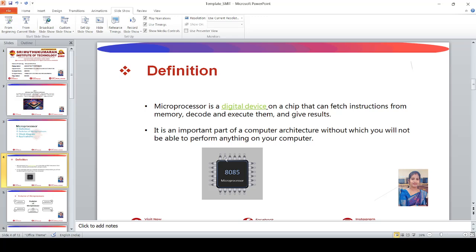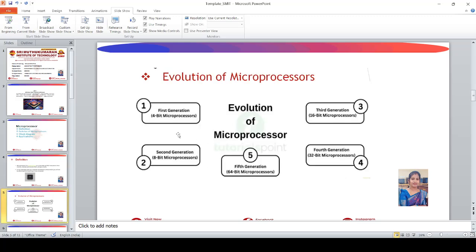So what is a microprocessor? A microprocessor is a mini computer. Without the microprocessor, there is no mobile phone, there are no laptops and all. The process of the microprocessor is fetching the instruction, that is getting instructions or some information from the memory, and the information will be decoded, then executed, then we give it to the output, right? So then we get the results. So this is the definition of the microprocessor.